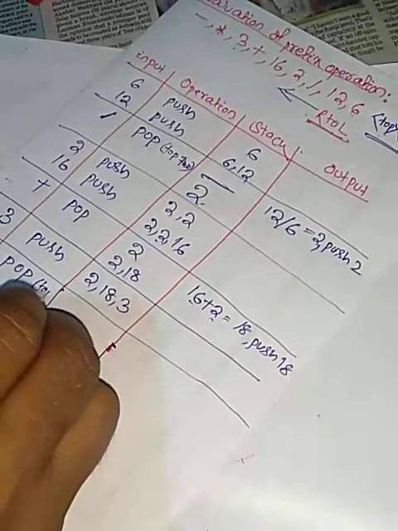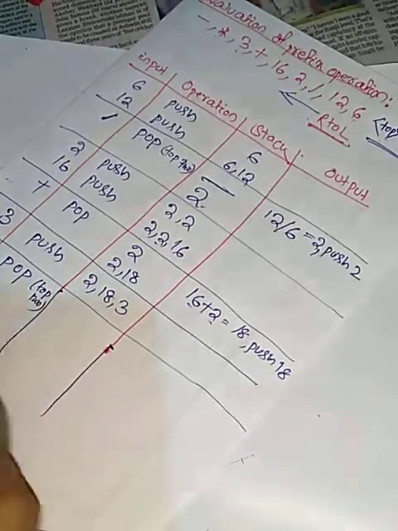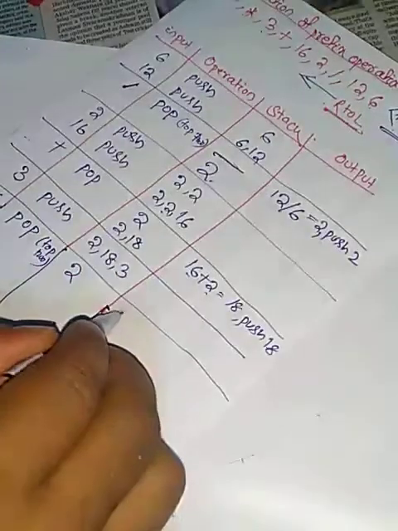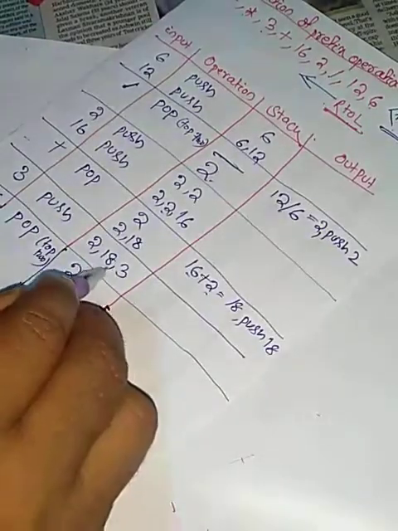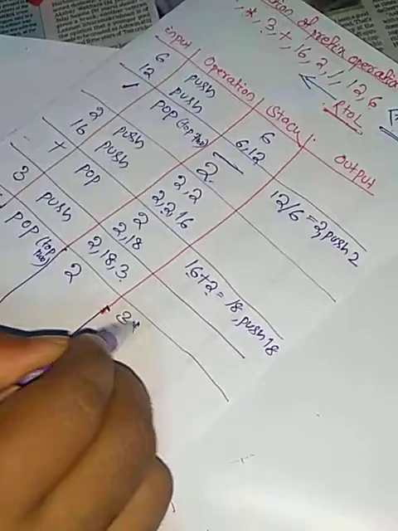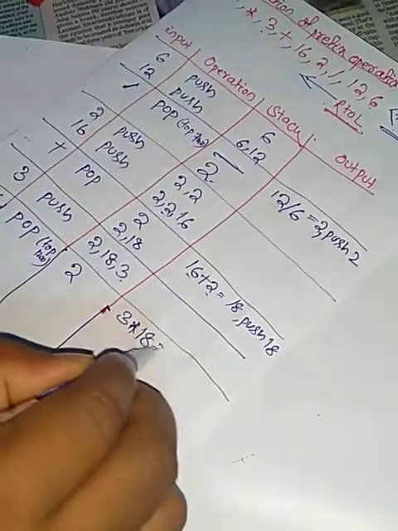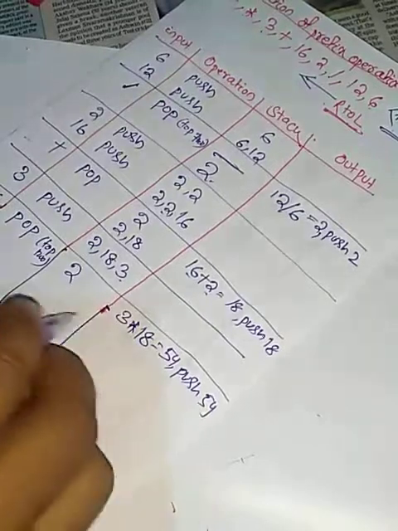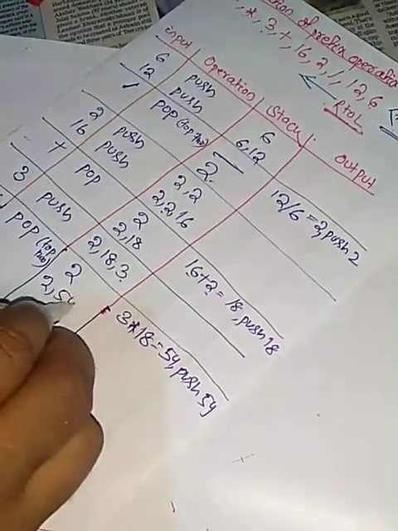Pop top 2 and operate. So what is remaining? 2 remaining and the operation will be: top is 3 and top minus 1 is 18. So the result is 54, push 54, and the result we will get is 2 and 54.